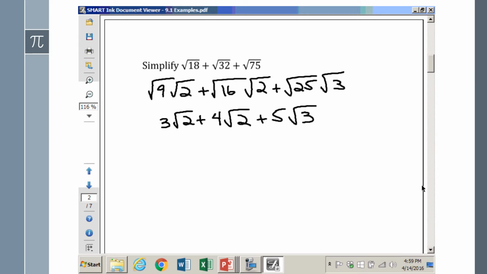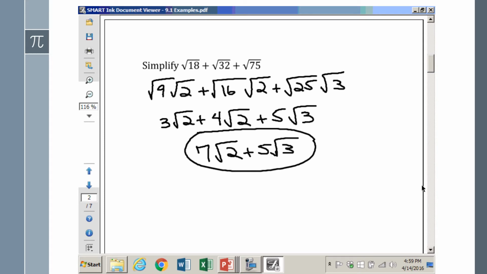So in this case, we have 3 times the square root of 2, 4 times the square root of 2. This is 7 times the square root of 2 plus 5 times the square root of 3. Our like terms are combined. Our answer is complete, and we are simplified.